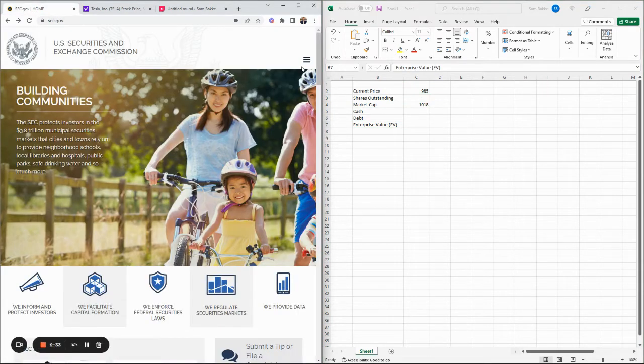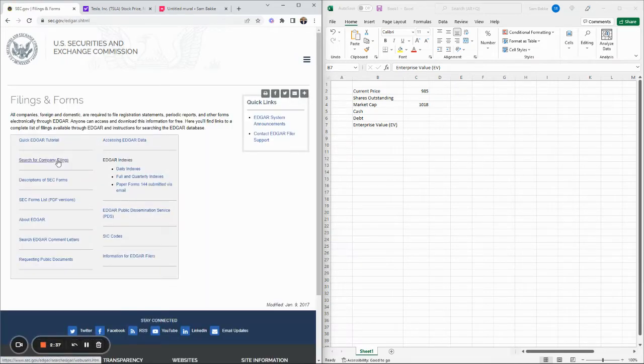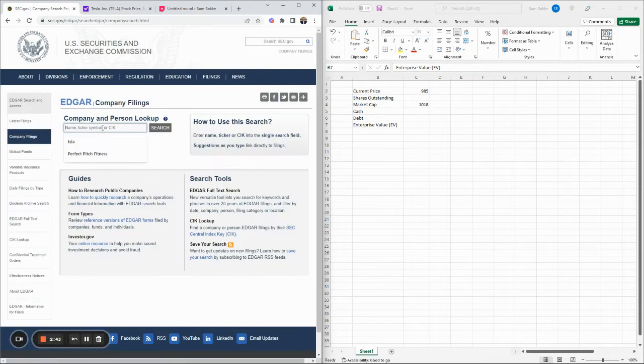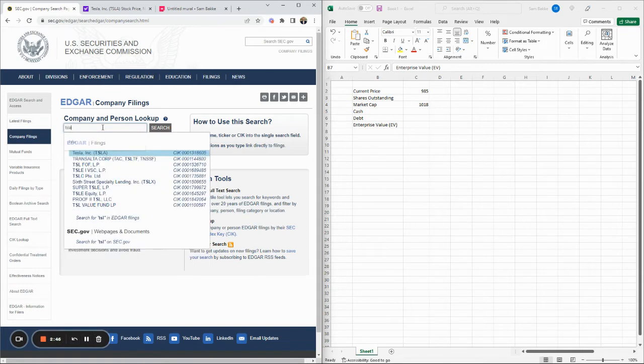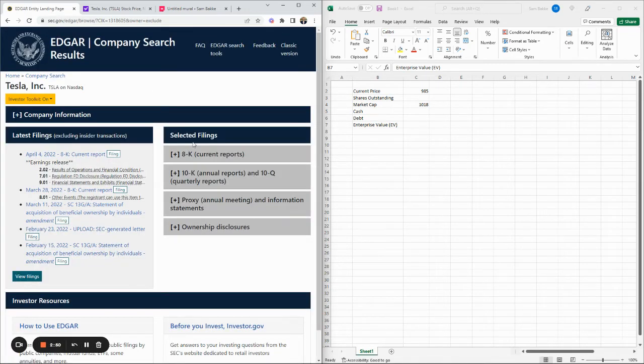We go to sec.gov. We click on filings. Search for company filings right here. Company or fund name, ticker symbol. And the ticker symbol for Tesla is TSLA. Boom, it's right there for us. Excellent. Right on the side, you'll notice a 10K. So there are things called a 10K and a 10Q. A 10Q is a quarterly report, and a 10K is an annual report.